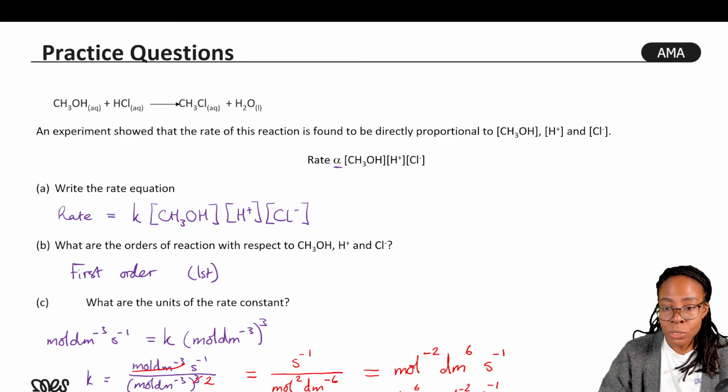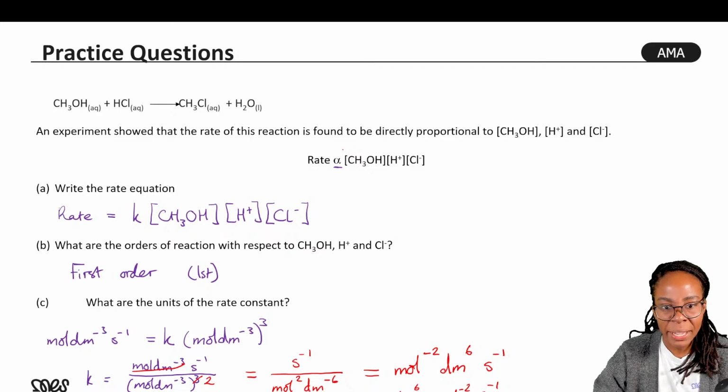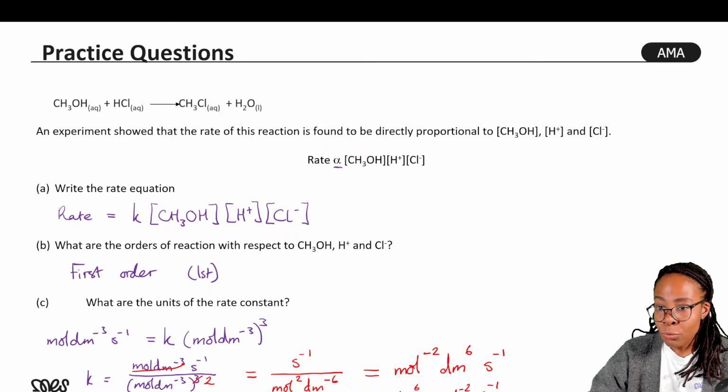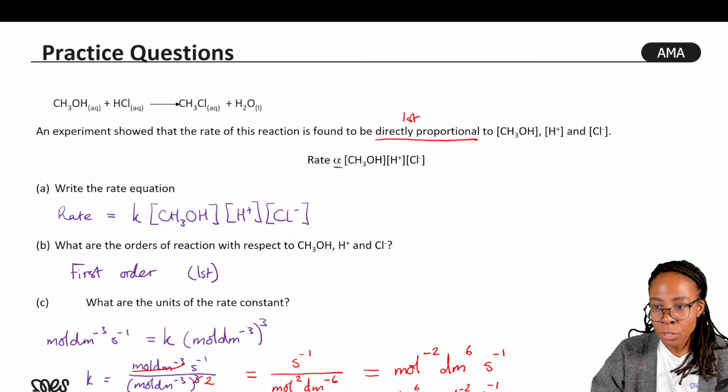How do we know it's first order? By looking at what they told us. Well, they told us twice. Okay, they told us that the rate of reaction is directly proportional to each of these three species. Okay, so that's already telling us first order just in words. Now, if we didn't pick that up from the question, they've now told us in the rate equation, rate is proportional to the concentration of methanol to the power of 1, because the 1 is invisible, concentration of H plus to the power 1, because the 1 is invisible, concentration of Cl minus to the power 1.